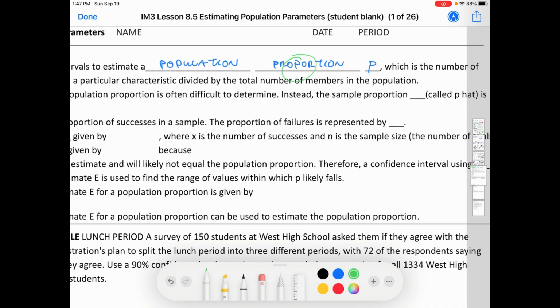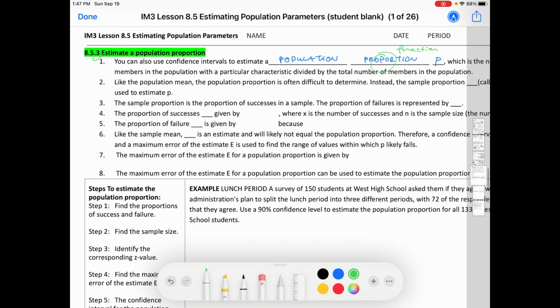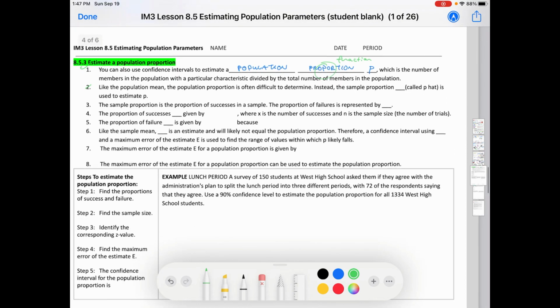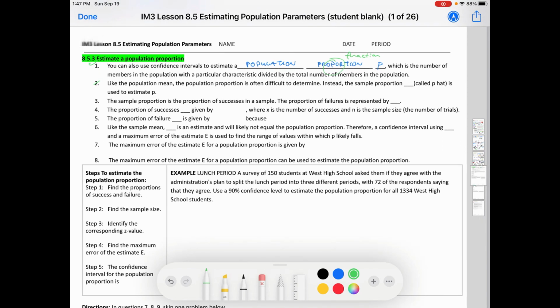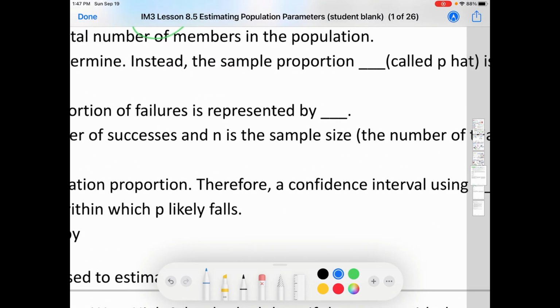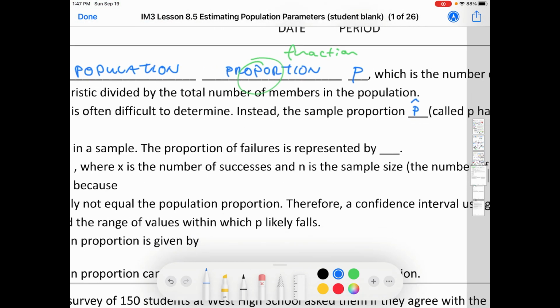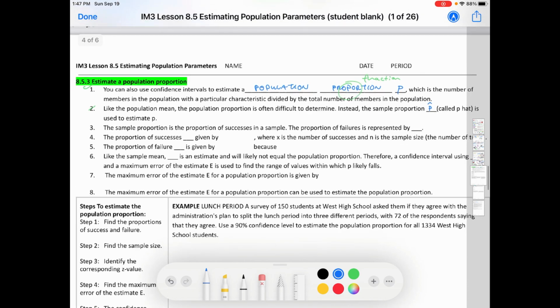Just a quick review, a proportion is just a fraction, which is the number of members in the population with a particular characteristic divided by the total number of members in the population. Like the population mean, the population proportion is often difficult to determine. Instead, the sample proportion, so here I'm going to draw a P, and you draw a hat on it. P hat is used to estimate P.